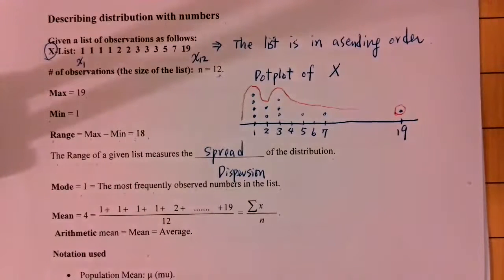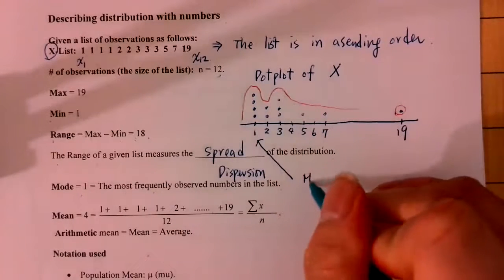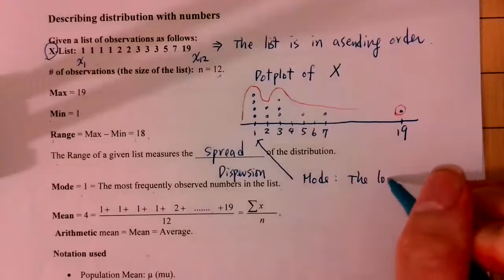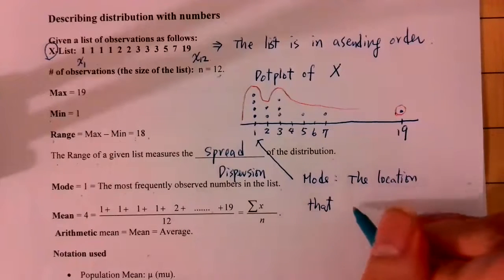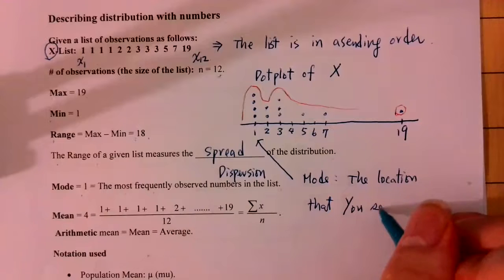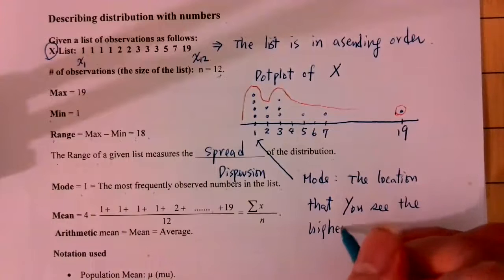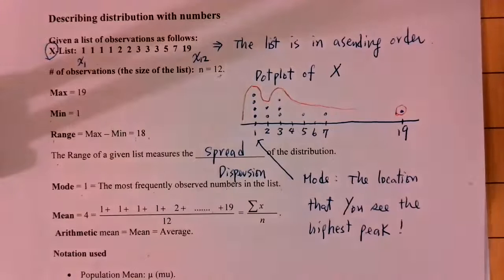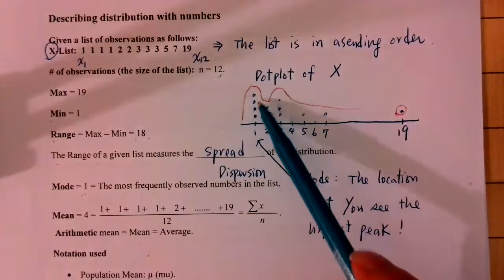So from the picture you can see, what is mode? Mode is a location, where you see the highest peak of the graph, okay? So that's mode, okay? In our case, mode is 1, because you see what? 1, it has the highest peak at that location.